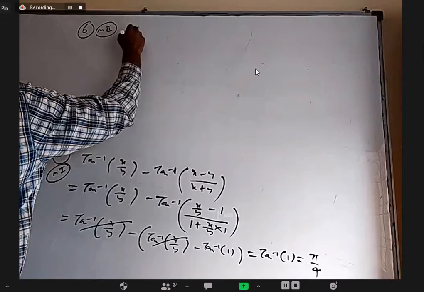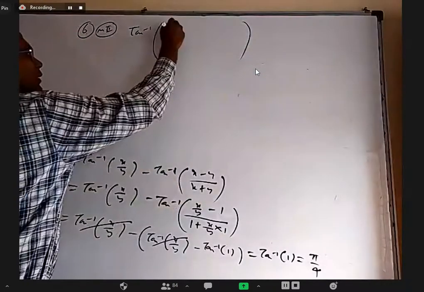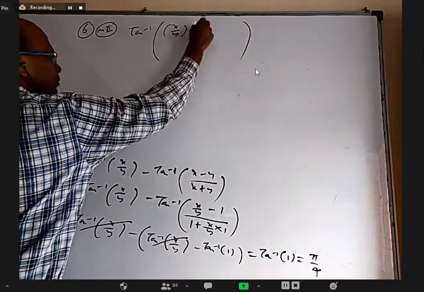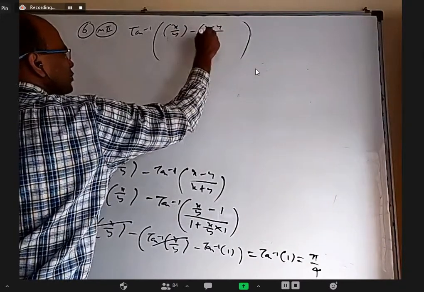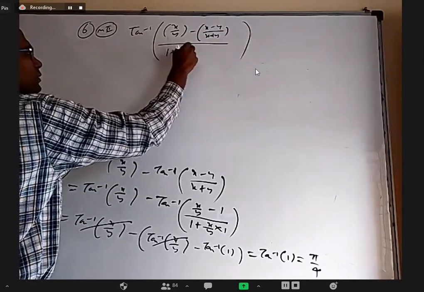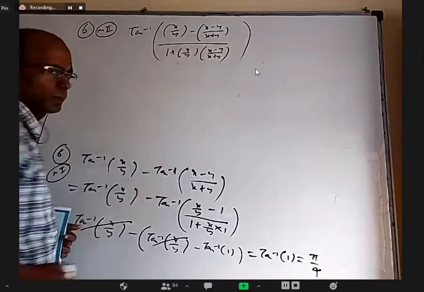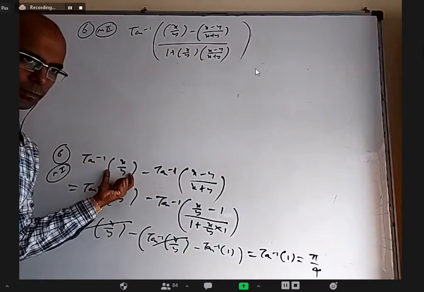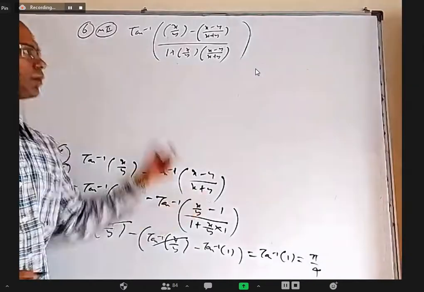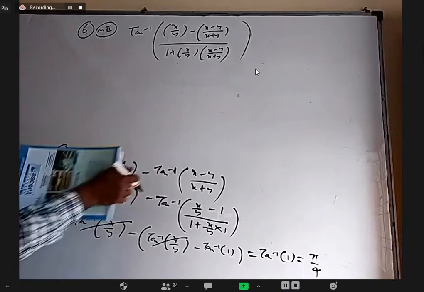Okay, so another way, directly tan inverse of, you can combine these two together as x by y minus x minus y by x plus y, by 1 plus x by y into x minus y by x plus y. Tan inverse A minus tan inverse B, the formula is tan inverse A minus B by 1 plus AB. Based on that formula I wrote this.